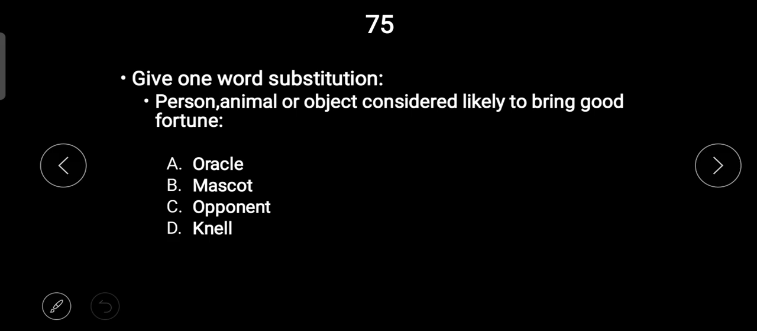Question 75. Give one word substitution. A person, animal, or object considered likely to bring good fortune. What is the word for that? Something which is likely to bring good fortune. The answer is mascot.